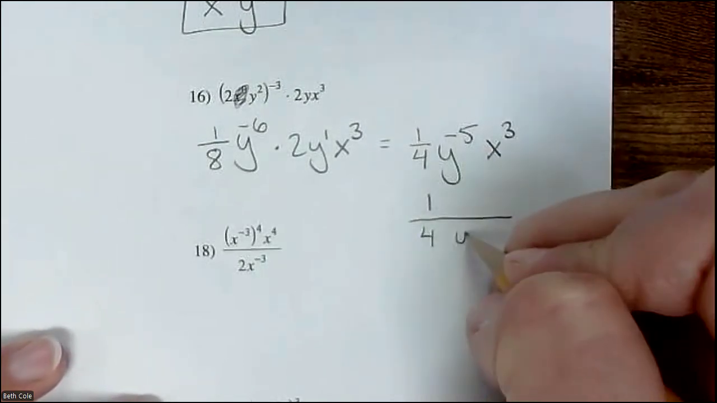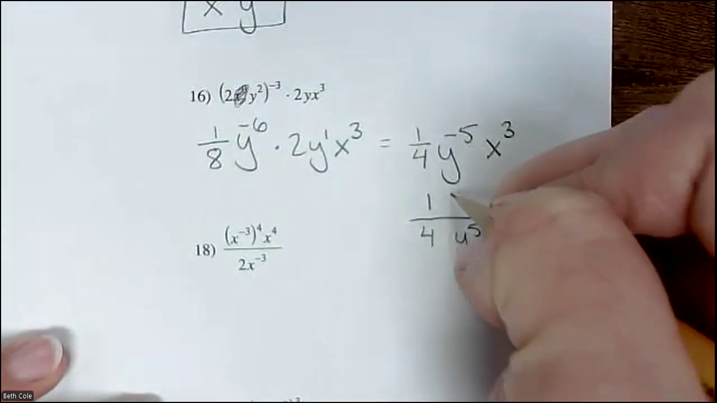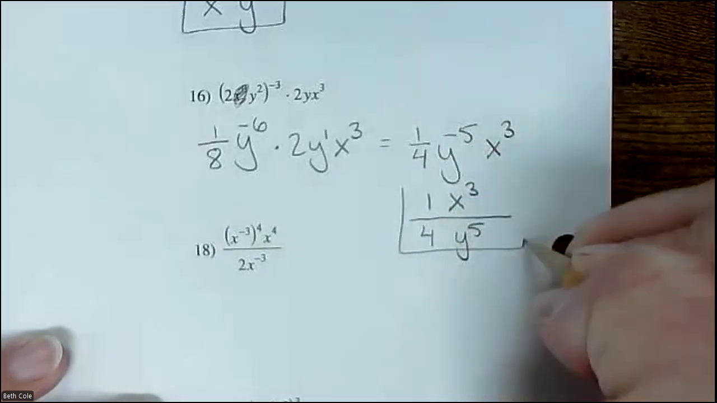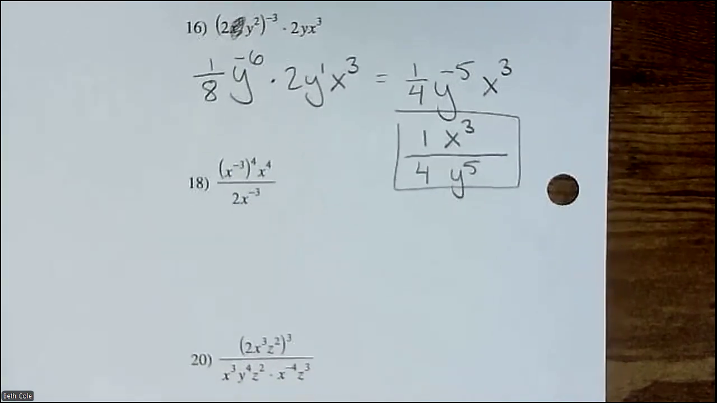So that y to the 5th comes down here. And then that x to the 3rd stays put. The only thing that changes sides is the one that's negative. Negatives are your traitors. All right, you guys are doing great.